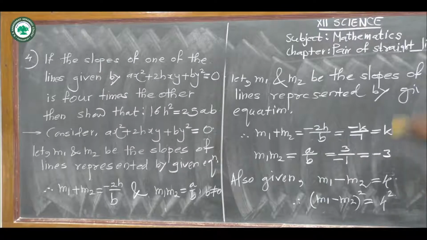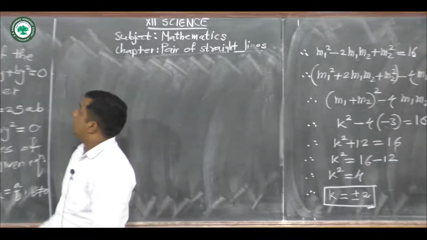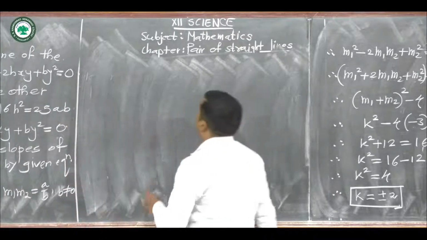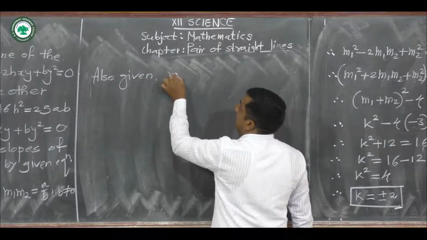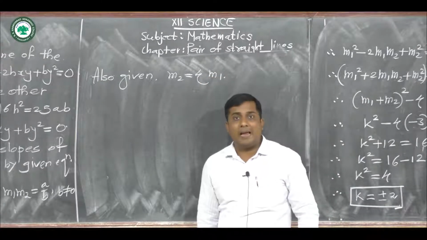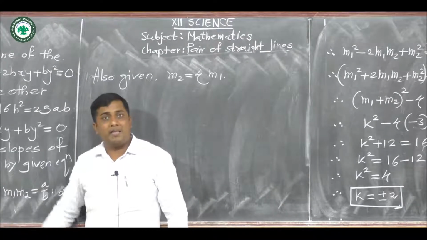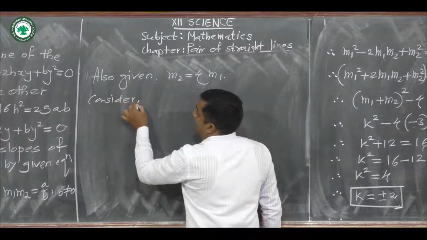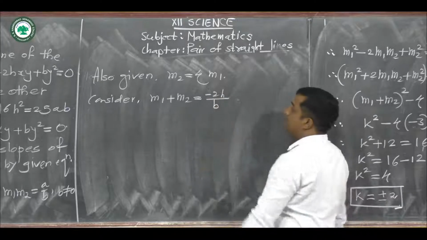Now we go with our given condition. Given that the slope of one of the lines is 4 times the other, let us consider m2 is 4 times m1. Now we consider the sum of the slopes. We know m1 plus m2 is equal to minus twice h upon b.